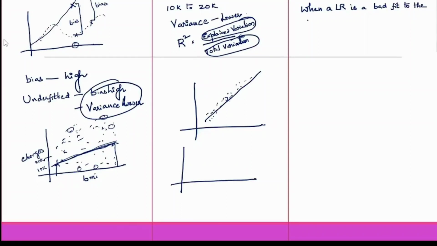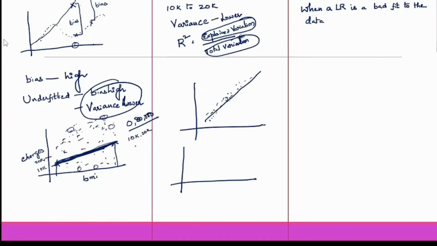When a linear regression model is a bad fit to the data. So what will happen is, your data could be scattered like this, but the best fitting regression model would be more like this. So when your data is actually scattered between 0 to 80,000, right? Your model will predict values only between 10,000 to 20,000.